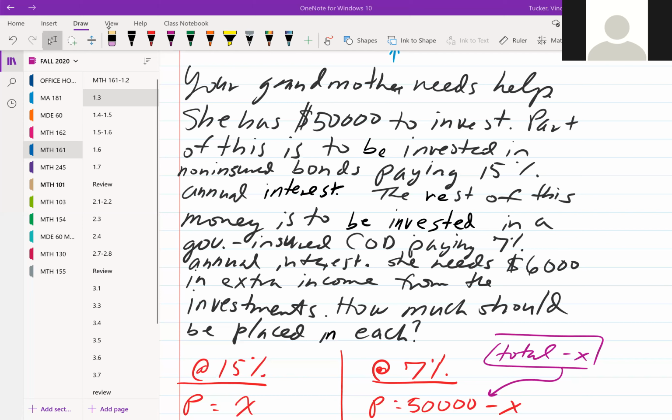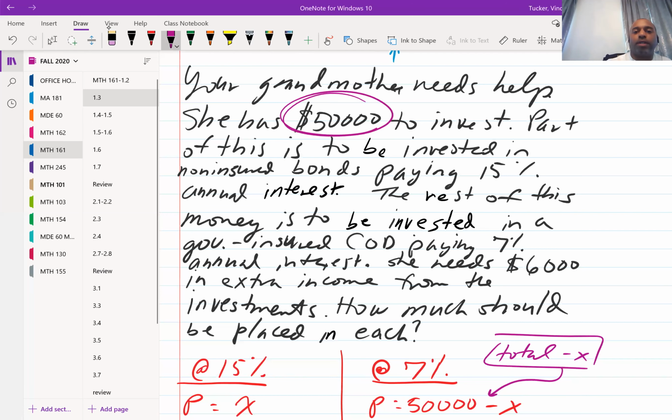Would the $50,000 be what's put into 7% and 15%, not the 6,000, because that's what she needs? Right. So we're going to have to break this up. But the thing about it is we don't know how much of the 50,000 to put in one account and how much to put in the other account. So that's the challenge of this problem. How much do you put in the 15% account? How much do you put in the 7% account? We're trying to figure out, in order for her to actually have $6,000 in extra income.